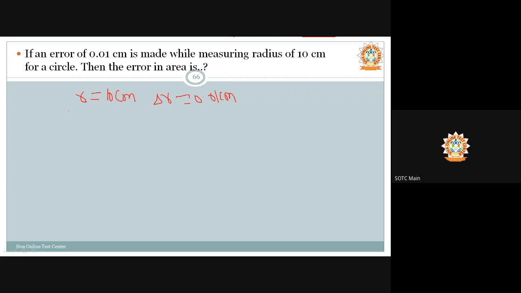So they are asking the error in the area, which is nothing but del A. So error in area is nothing but your del A only, right? So what is A? What is the area of the circle? Pi r square. Very good. So area of the circle is pi r square. Now if you want to take the derivative, definitely you need to take the derivative with respect to r.